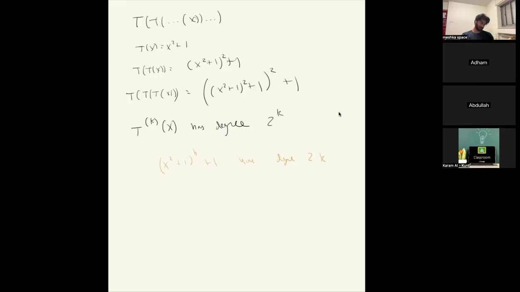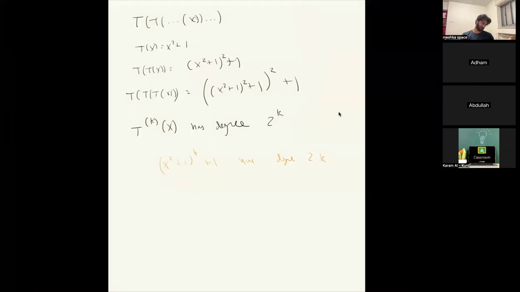These are all even, right? Because you can see they're all functions of x squared, right? Okay, so we see in this even case we have a lot of solutions.